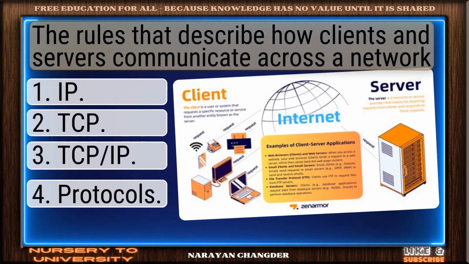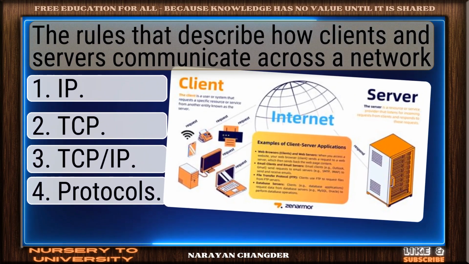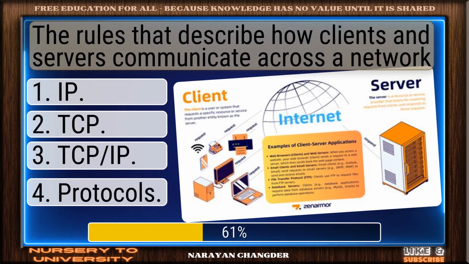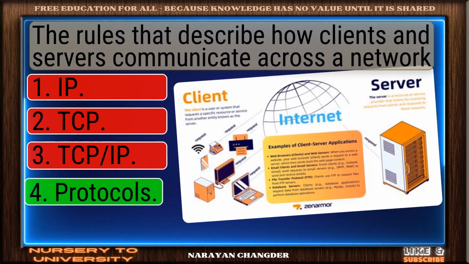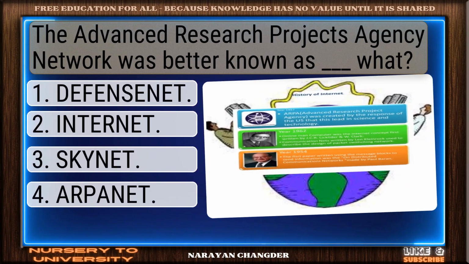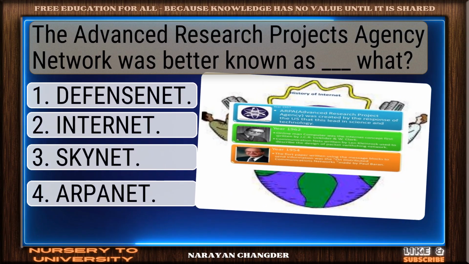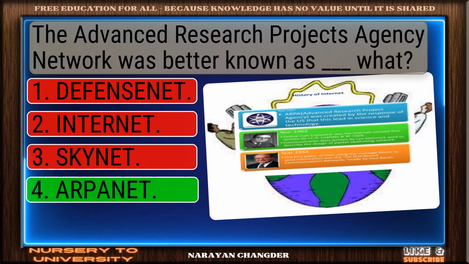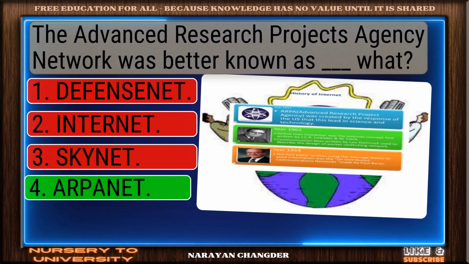The rules that describe how clients and servers communicate across a network. Correct response. Protocols is accurate. The Advanced Research Projects Agency Network was better known as dash what? Smart pick. ARPANET is correct.